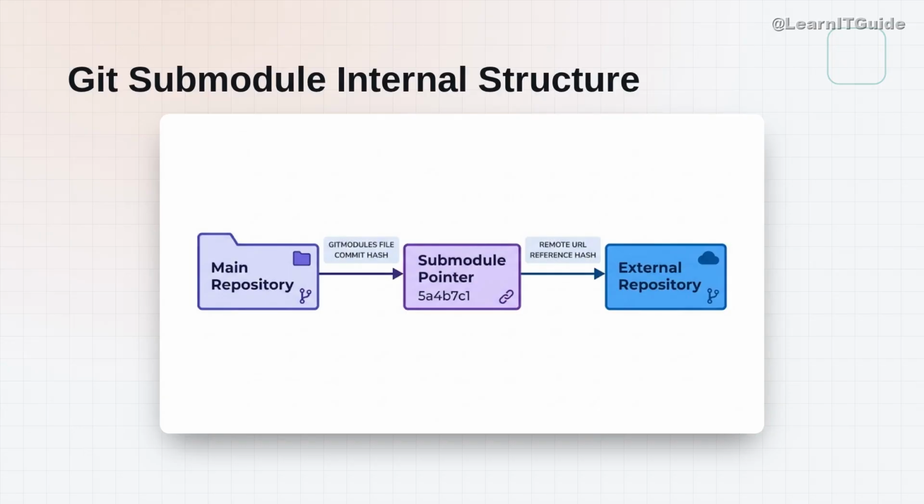Let's look at how this works internally. You have your main repository, which acts as the host. Inside it, you have a file called .gitmodules that defines the relationship. This file doesn't hold the code itself. Instead, it creates a submodule pointer. This pointer is essentially a reference to a specific commit hash in the external repository. The main repo only knows about that commit hash. It doesn't know about the branches or the history of the external repo, just that specific snapshot in time. This is why it is so stable. Unless you update the pointer, the code never changes, even if the external repository is updated.